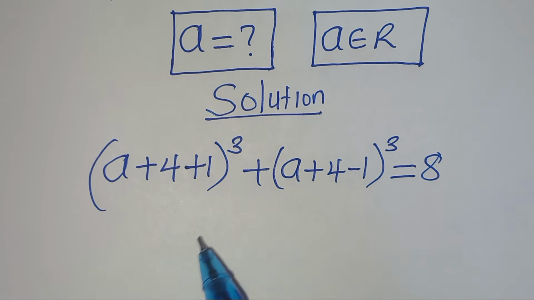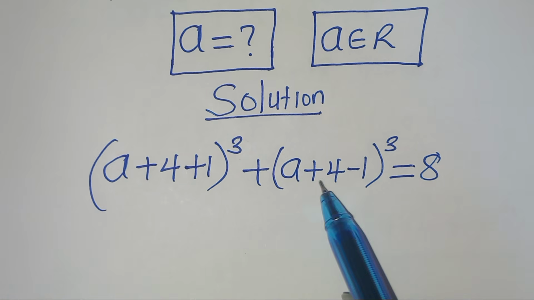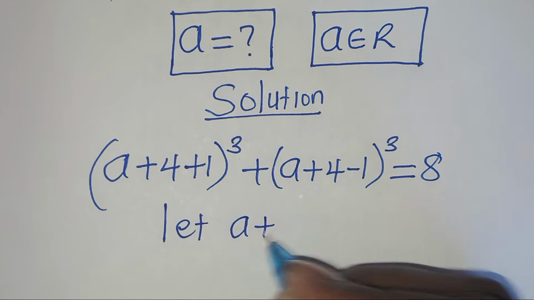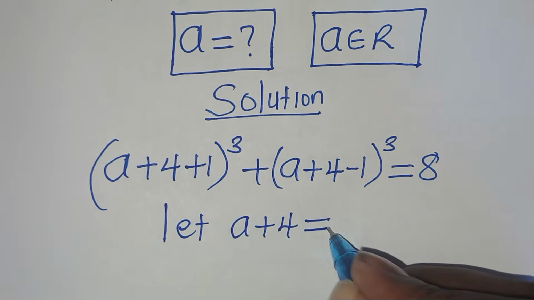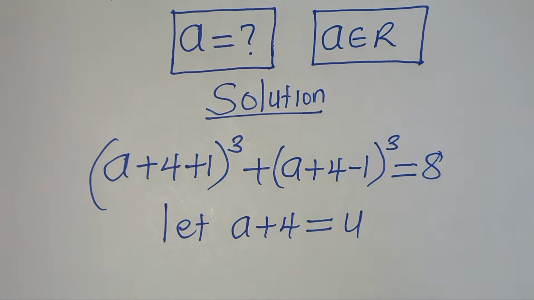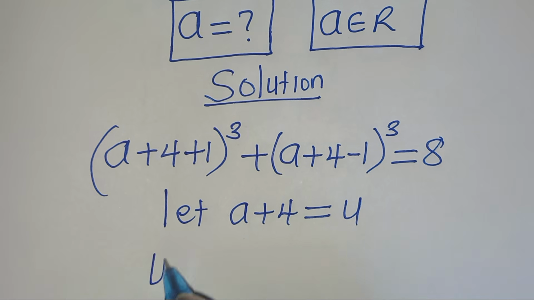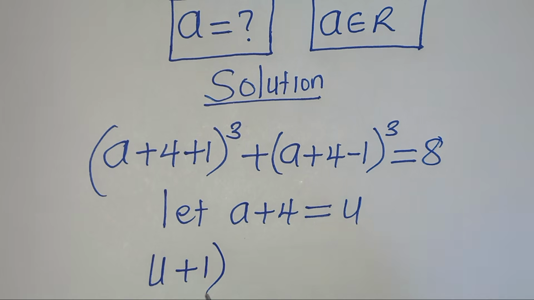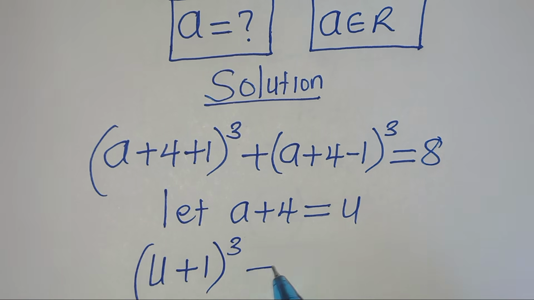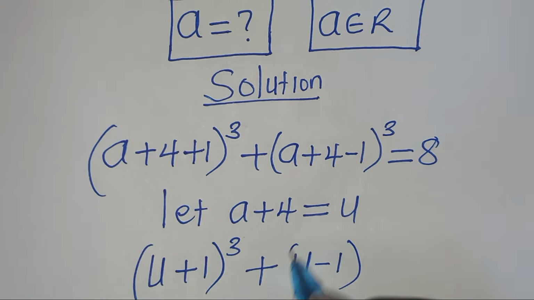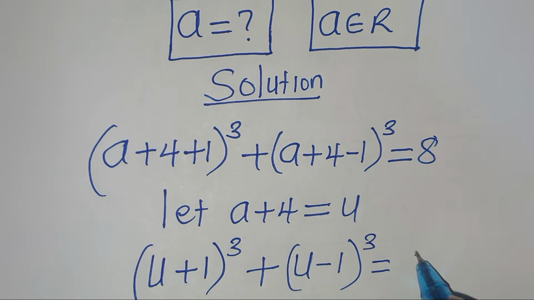The next step is that we have a plus 4 common here, so we can let a plus 4 be equal to u. So let us express this equation in terms of u. We have (u plus 1) raised to the power of 3, then plus (u subtract 1) raised to the power of 3. This is equal to 8.